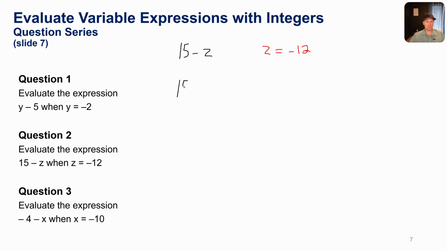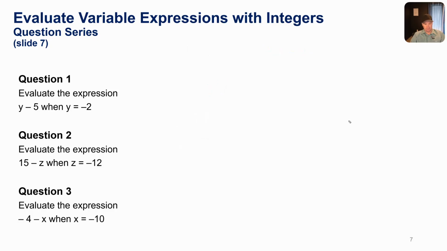We have 15 minus z. Well, the z variable is now negative 12. So I'm going to put this in parentheses to let me know that I have a negative symbol next to it. So now I have subtracting a negative. So 15 minus negative 12, subtracting a negative is the same as adding a positive. So I could have 15 plus 12 here if I wanted to rewrite this in easier terms. So 15 plus 12 then is equal to a positive 27.